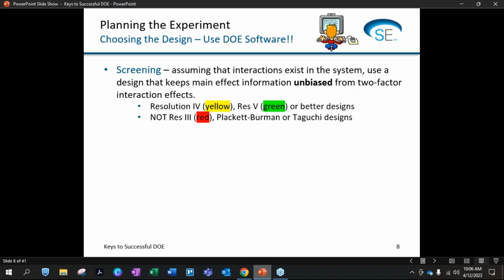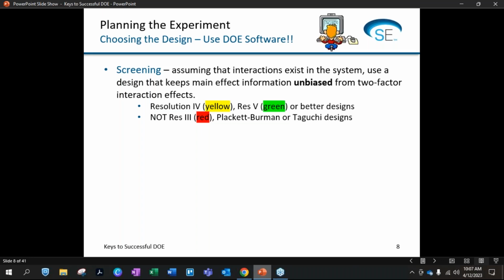So what type of design do you need for each of those objectives? Well, if you are way up at the top and needing to screen out factors and just find out if they have effects or not, we'll first of all make an assumption that there are interactions in the system, but we don't necessarily need to identify them at this point. So assuming that interactions exist in a system, we need to use a design that keeps main effect information unbiased from two-factor interaction effects.